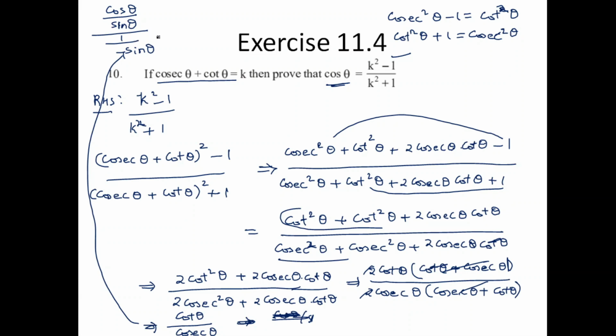So when I'm removing this one out, I can also write this as cos theta by sin theta into sin theta by 1. So this one and this one cancel. So at last we are left with cos theta. So this is your required LHS. So at last I have shown that LHS is equivalent to your RHS.